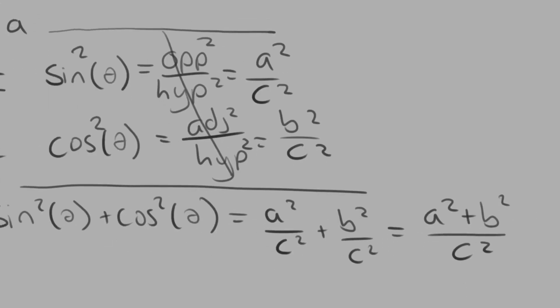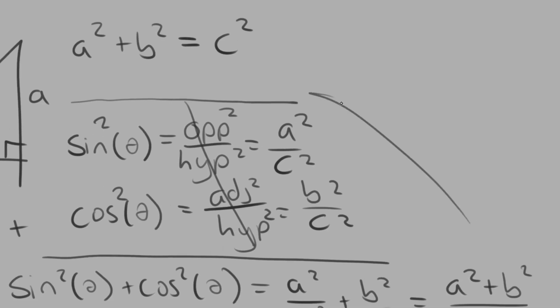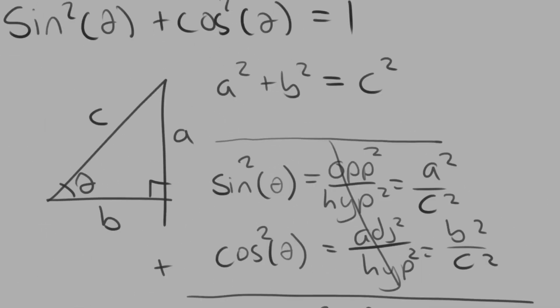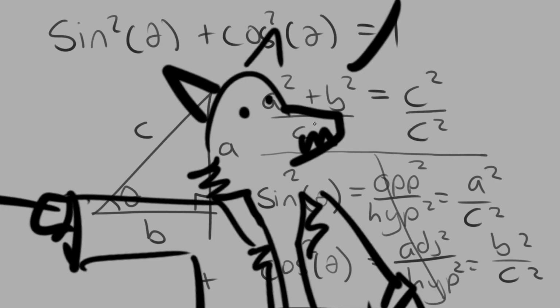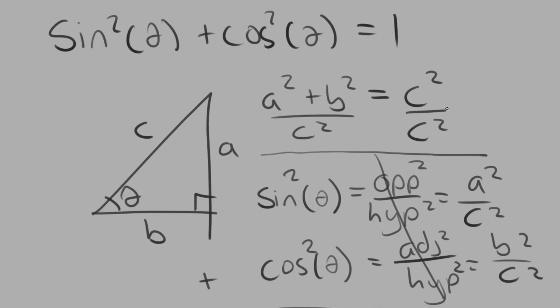Now, how does this relate to the Pythagorean theorem? Because we're going to relate it, actually. What we're going to do to the Pythagorean theorem is divide both sides of this equation by c squared. Just because I can, literally. And what happens when you divide something by the same thing? You get 1. C squared divided by c squared is equal to 1. So we can easily see that a squared plus b squared divided by c squared is equal to 1.